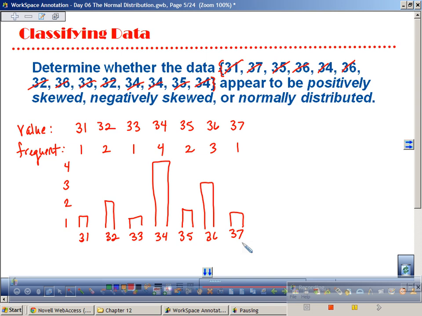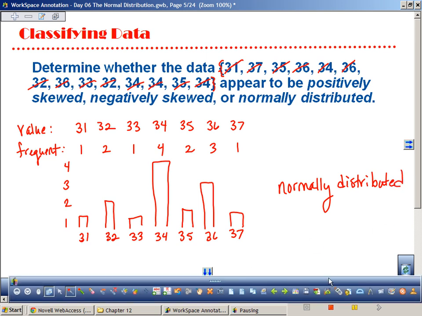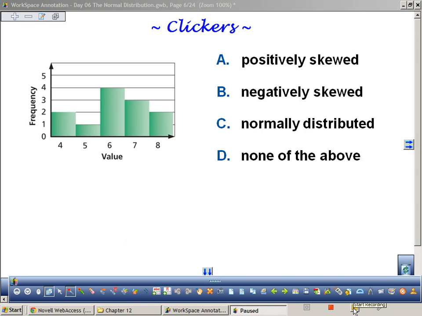So, would you say that's positively skewed, negatively skewed, or normally distributed? I would say normally distributed. This one's up high, these are down low. These are kind of in the middle, these are down low. It's pretty normally distributed, right? We're going to look at that in a second. Normally distributed. Okay, go ahead and write that down.